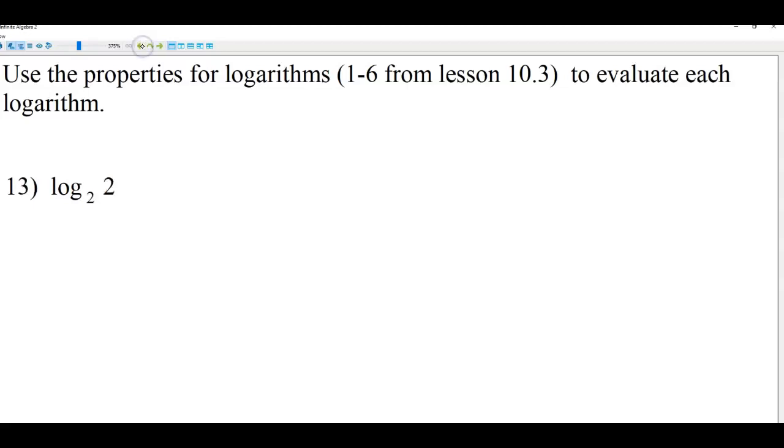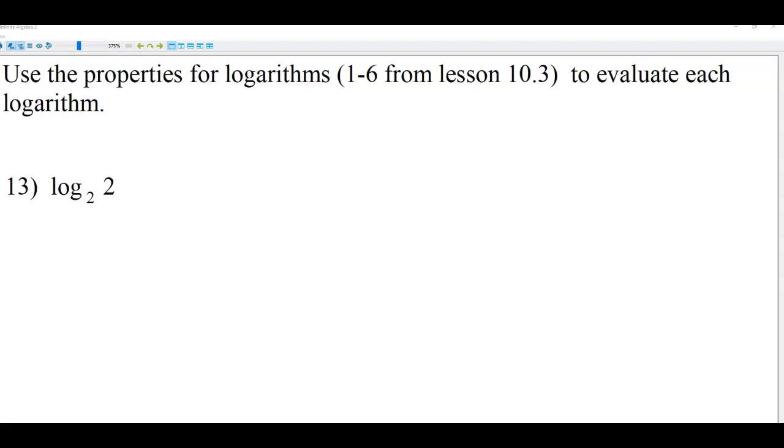All right, so now for this next set here, we're going to be using properties 1 through 6, which are in lesson 10.3, to evaluate these. So I would encourage you maybe to have those out as you're completing this exercise, to reference it, to see for yourself. I'm not going to be doing the odd problems for this set. I'm going to do the next 5 problems in a row, and then I'll leave the next 5 problems after that for you to do, and they'll all be kind of similar to these ones. All right, so let's begin.